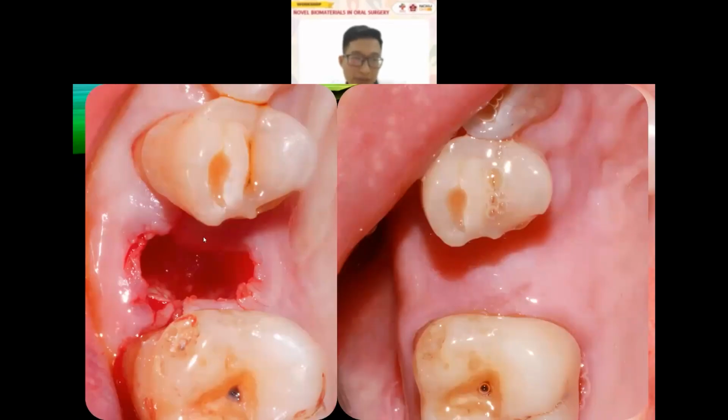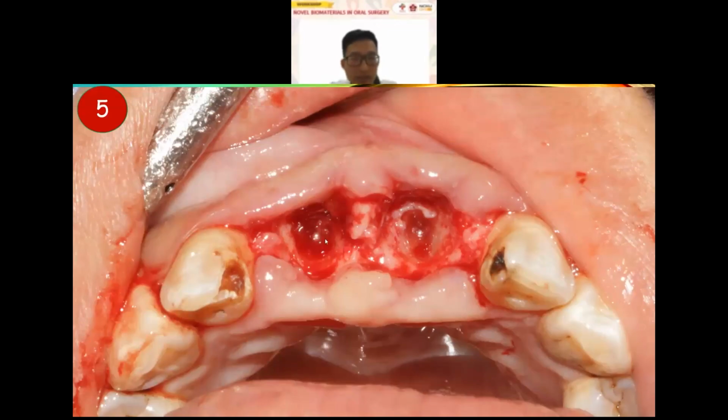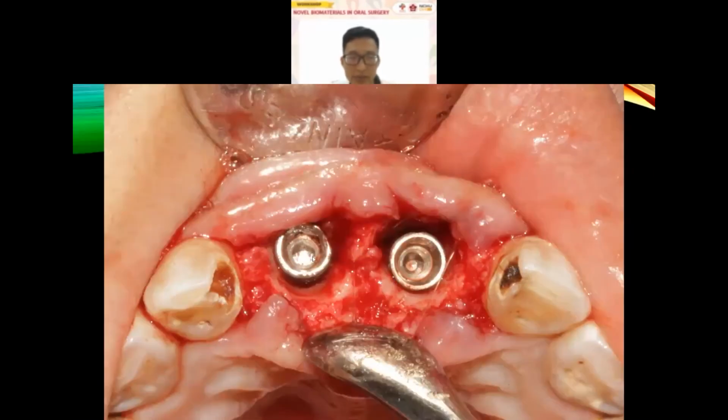So let me show you some cases about the post-extraction site. In this case, after we remove the root, we can place the implant, or we make a reservation. In some cases, we cannot get stabilization of the implant, so we could not make the immediate loading. So we had to use the soft tissue to cover the bone grafting and the implant site areas.